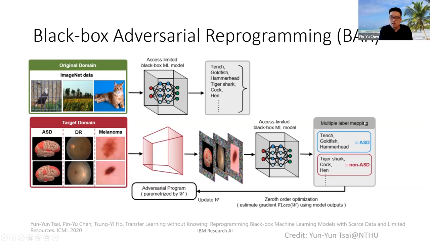For the output, you need to do some multi-label mapping, in the sense that I'm going to map the labels of tench, goldfish, and hammerhead to ASD, autism spectrum disorder, and also map the other label sets to non-ASD. That basically constitutes the forward pass. I also need to train such an input transformation so that this black box model can learn how to solve my target task by learning only the input transformation function. In a way, it's very similar to backdoors, because you are adding a backdoor trigger pattern that is universal to every data sample and trying to manipulate the output such that it can output the specific function as you desire.